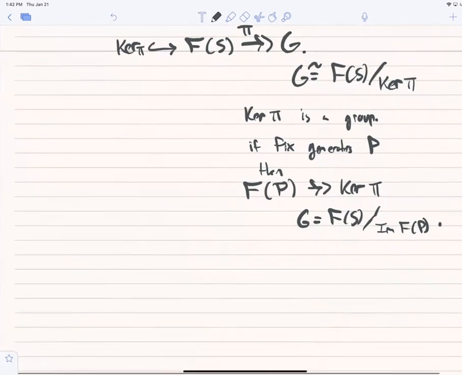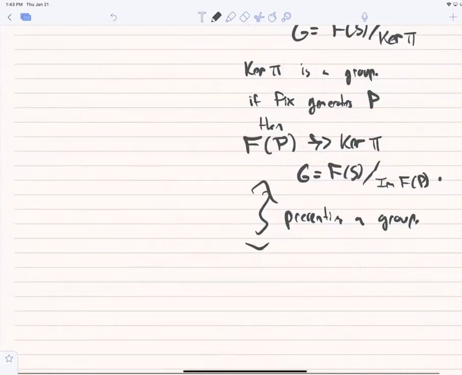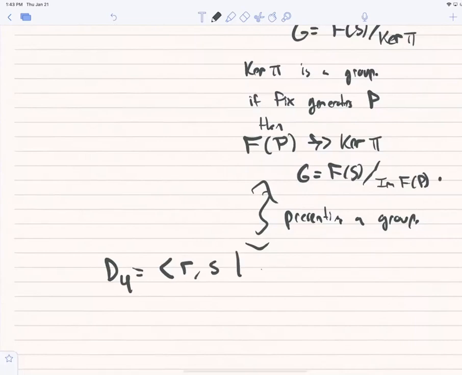And why am I doing this? I want to point out that this is what it means to give a presentation of a group. So this is the same as presenting a group. Like we have D4 is equal to the group generated by R, S modulo the relations R to the 4 is equal to 1, S squared is equal to 1, and RSR is equal to S inverse.